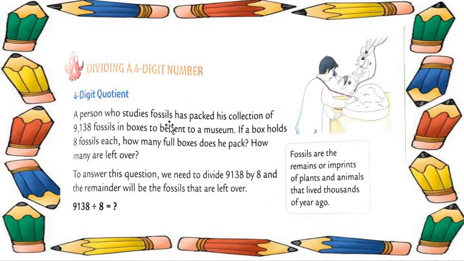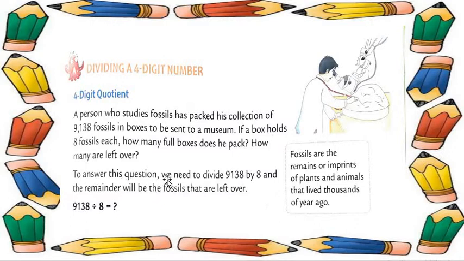A person who studies fossils has packed his collection of 9,138 fossils in boxes to be sent to a museum. If a box holds 8 fossils each, how many full boxes does he pack? How many are left over? To answer this question, we need to divide 9,138 by 8, and the remainder will be the fossils that are left over.